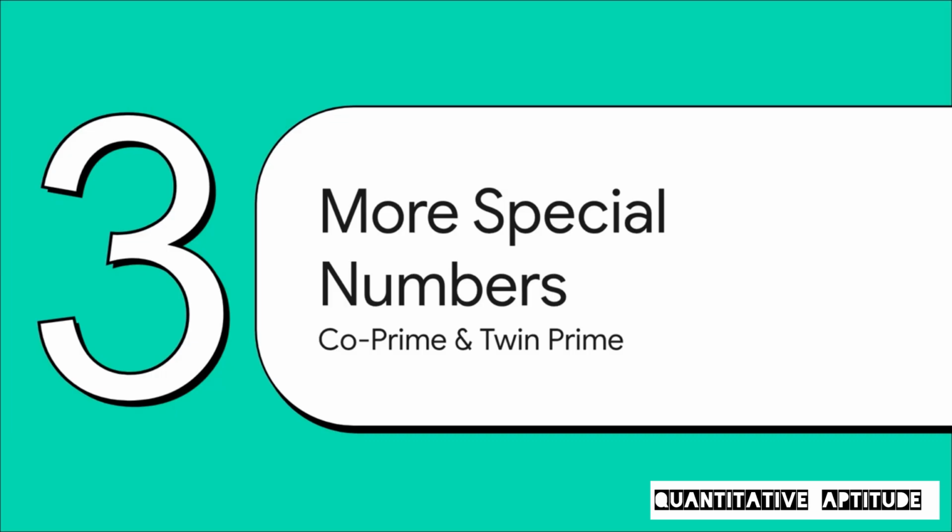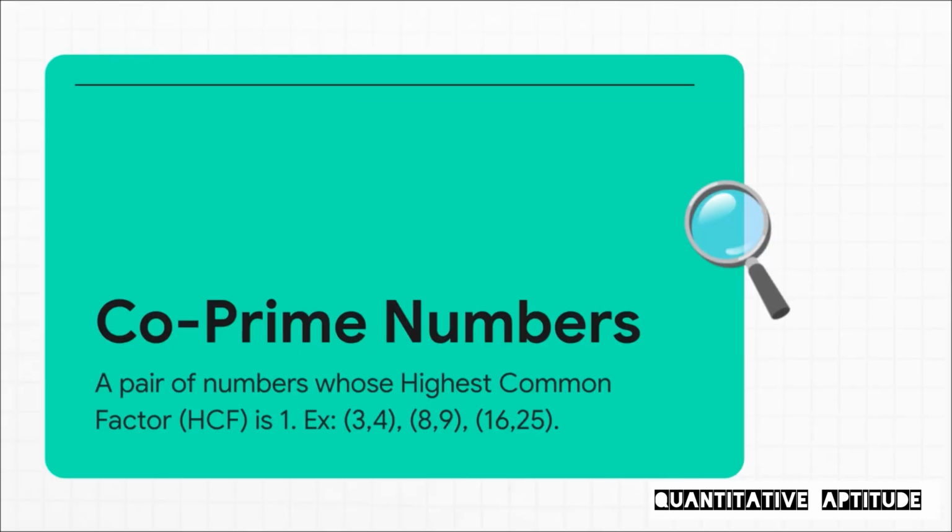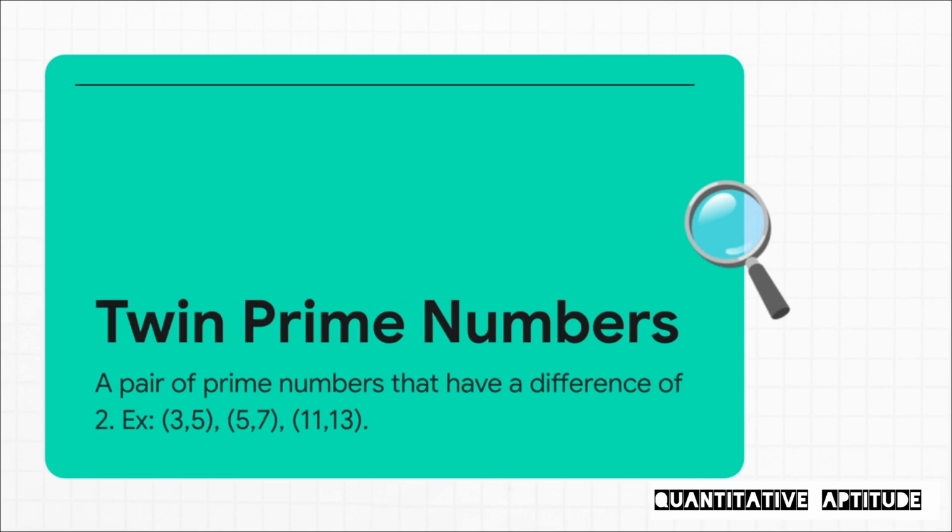Okay, let's look at two more special categories you should know about: coprime and twin prime numbers. Coprime numbers are any pair of numbers whose highest common factor, or HCF, is 1. What's interesting is that the numbers themselves don't have to be prime, like 8 and 9. They have nothing in common besides the number 1. And then we have twin primes. These are a pair of prime numbers that have a difference of exactly 2. So for this one, there are two conditions that must be met. First, both numbers have to be prime. And second, their difference has to be 2.